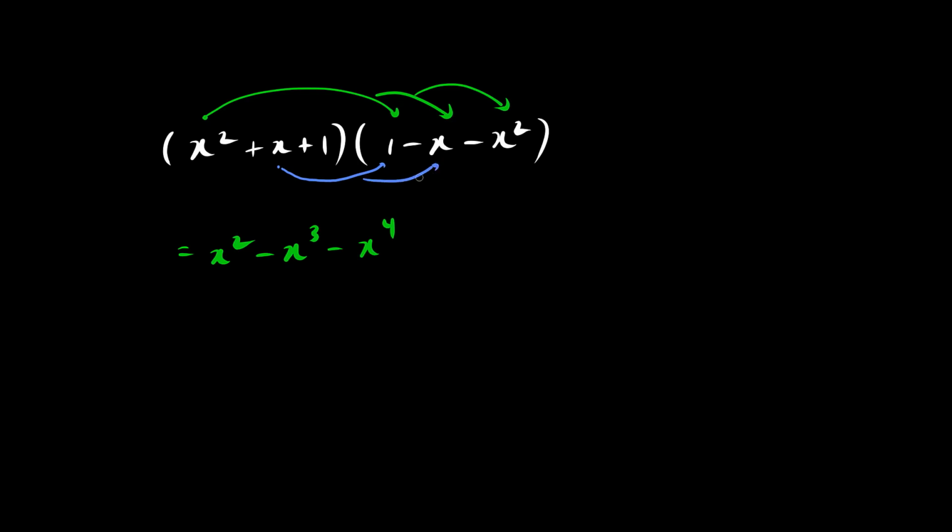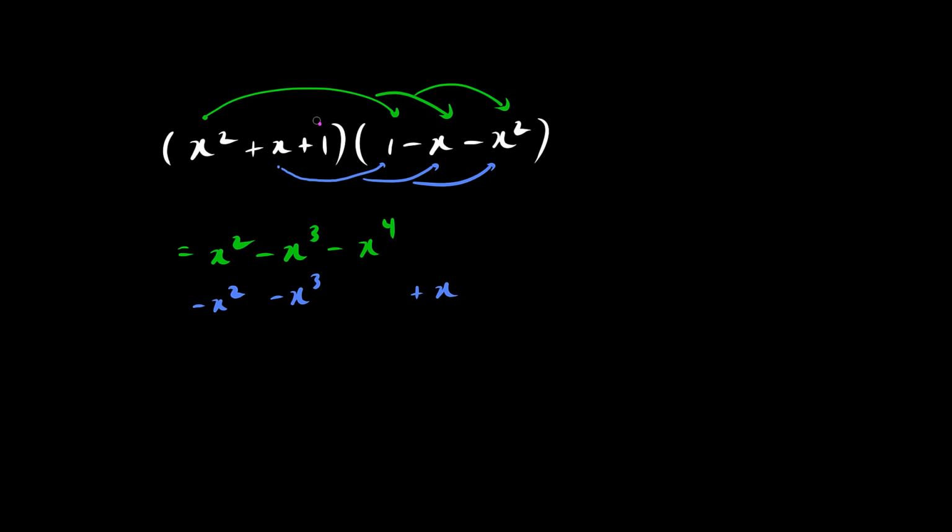Distribution here, here, and here. X times 1 is just x. So we'll use positive x. X times negative x is negative x squared. Notice how I'm aligning the powers. And x times negative x squared is negative x cubed.